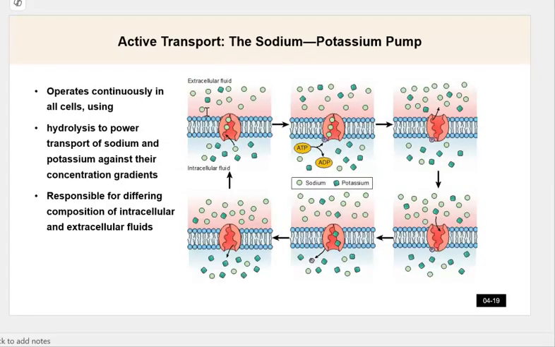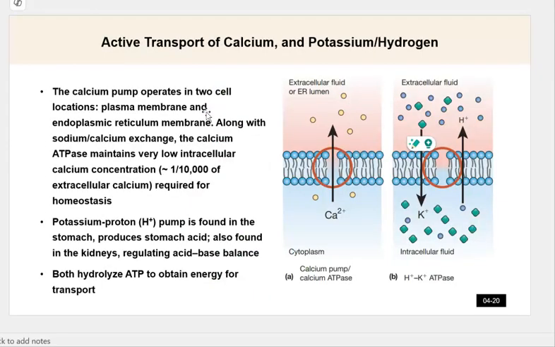When we talk about active transport, again, it's important to remember that this means that we need energy to be able to do this. It operates continuously in all the cells, and they use ATP hydrolysis to power transport of sodium and potassium against their concentration gradients. This is the sodium-potassium pump. Very important. It's responsible for the differing composition of intracellular and extracellular fluids. So very important there as well. Remember that our primary active transport is going to be our sodium-potassium ATPase.